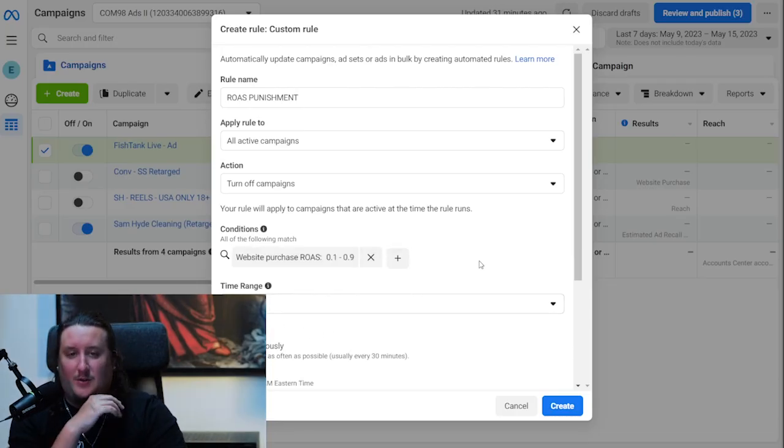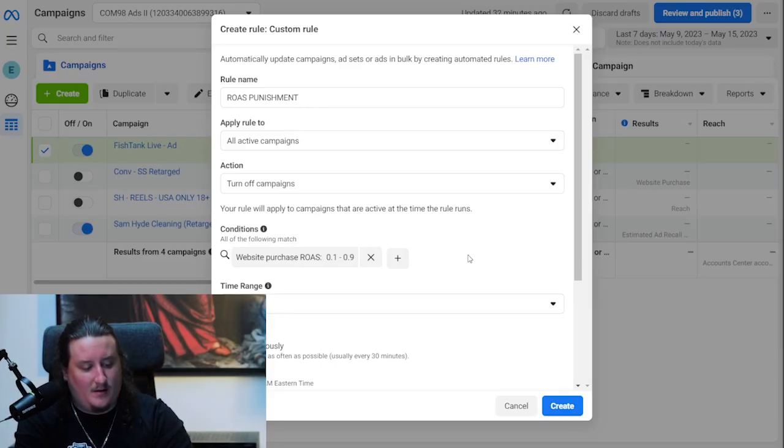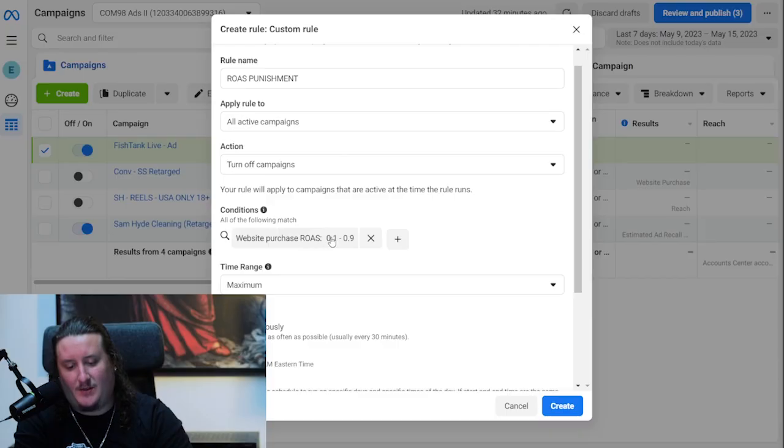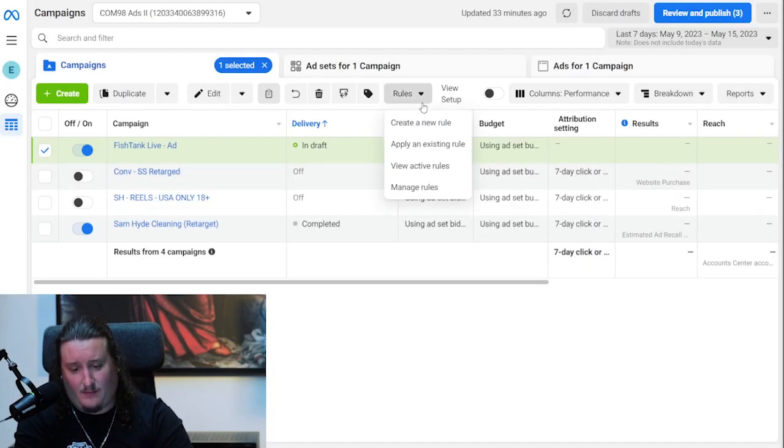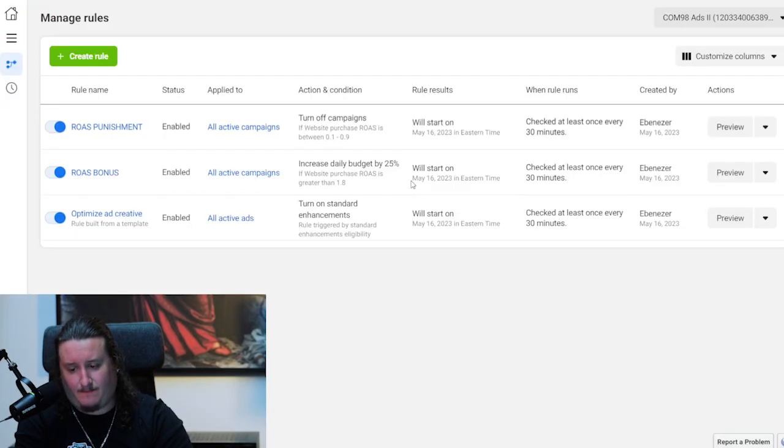So if the ROAS range is below 1, it'll turn off the campaign. This is something that's really important. This is the ROAS punishment campaign. So essentially what I've said here is, as you can see, the website purchase ROAS is between 0.1 and 0.9. Okay, so if the ROAS hits those numbers, it's just going to shut off the campaign, and it'll give us an email notification as well. So now we have rules, manage rules, ROAS punishment, and ROAS bonus.